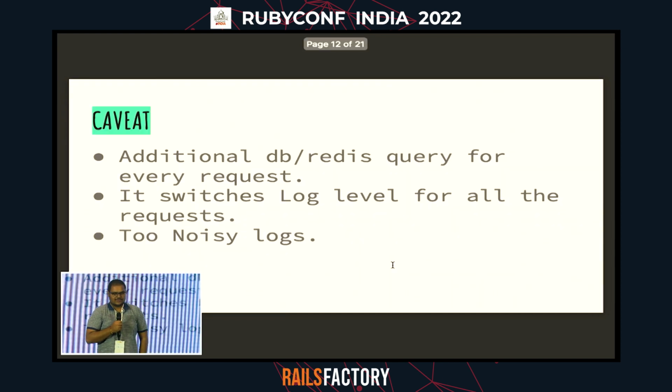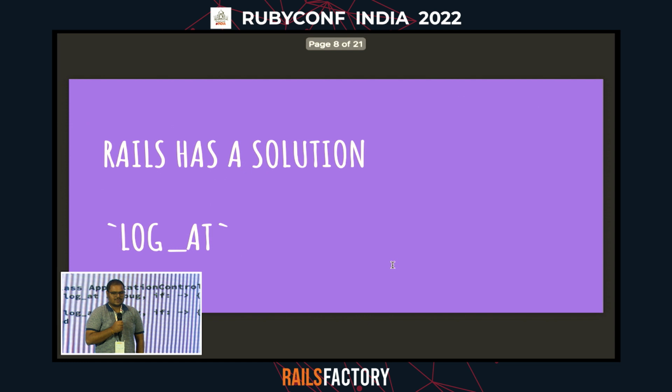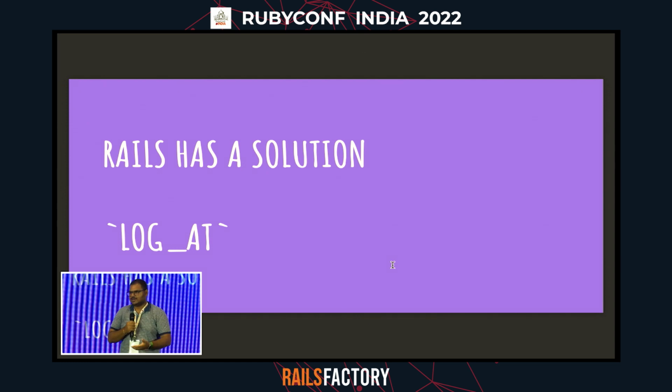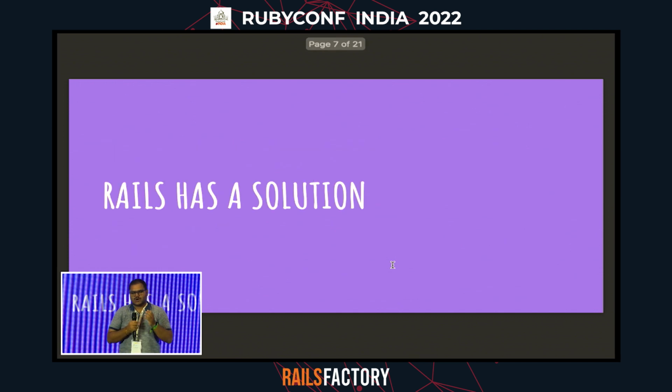So logger.log_at, what does it do? If you pass a code block inside logger.log_at, it will change the log level for only that code block.